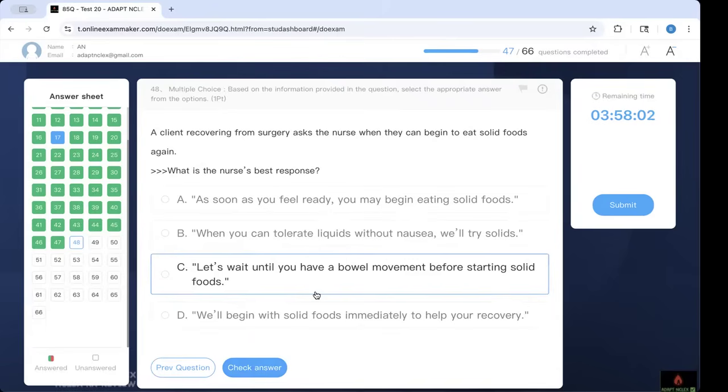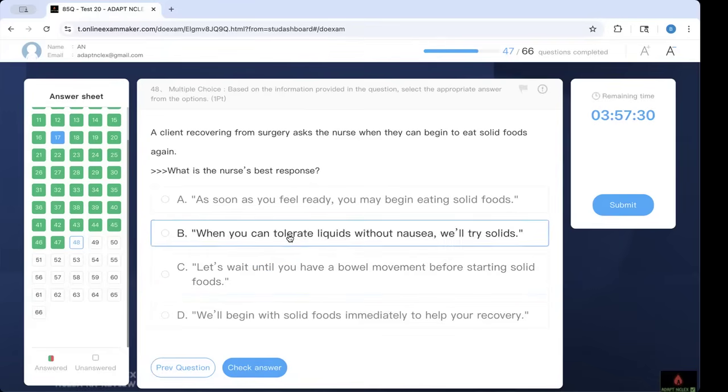And this is recovering from surgery. A client is recovering from surgery and asks the nurse when they can begin to eat solid food again. What is the best nurse response? As soon as you feel ready, you may eat solid food. When you can tolerate liquids without nausea, we'll try solid food. Let's wait until you have a bowel movement before starting solid food. We'll begin with solid food immediately to help you recover. What is the progression of what? Diet. When you finish clear liquid, full liquid, then you can try solid food.